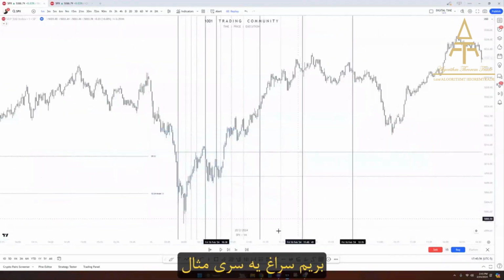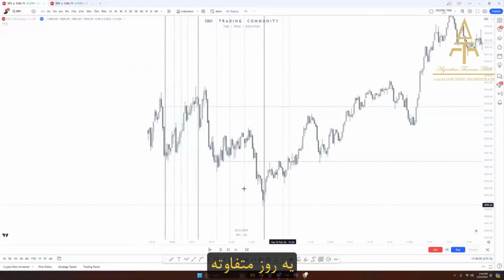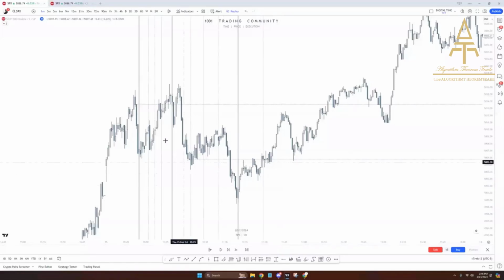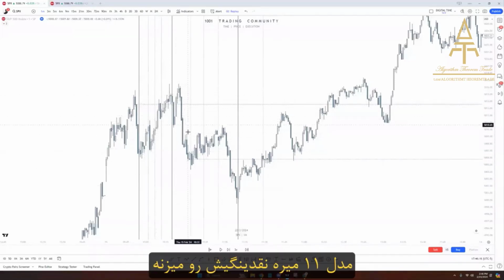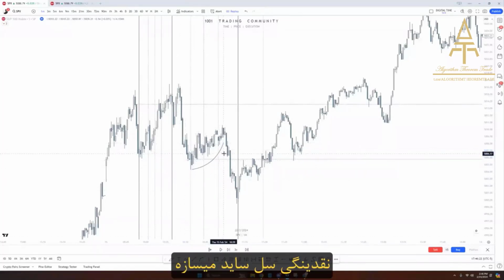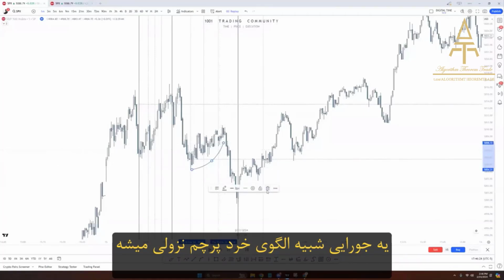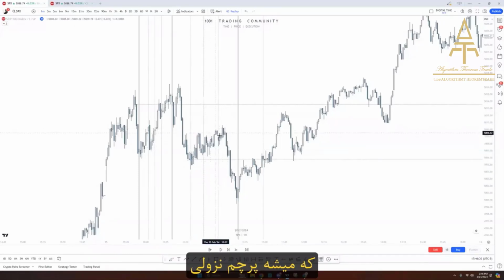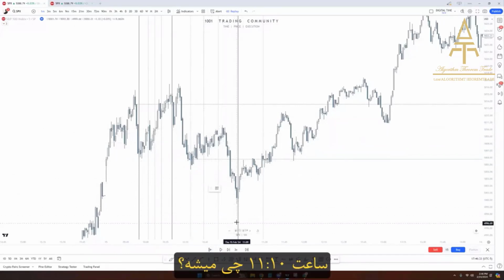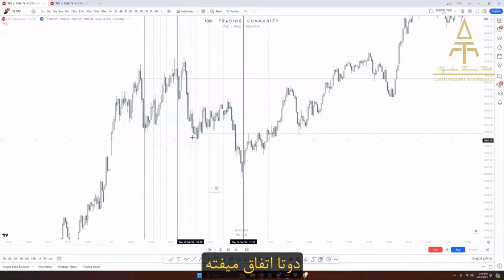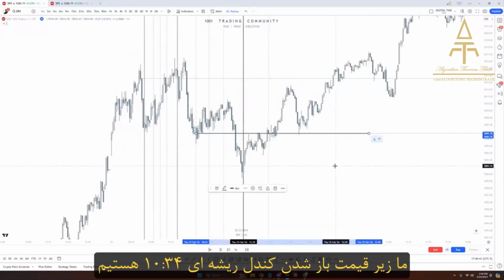Let's go through a couple more examples here. Different day, but look at this. What does Model 11 do now? Here. Judas creates sell side. Model 11 takes it out. 10:34 root candle. It creates sell side. A little bit of a retail bear flag, right? If we draw a parallel channel there, your bear flag. What happens here at 11:10? Two things. We are below the opening price of the 10:34 root candle.